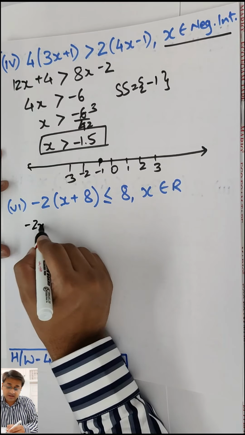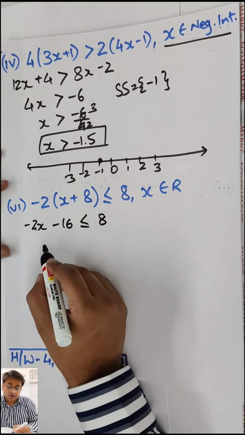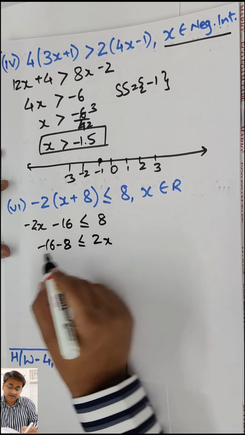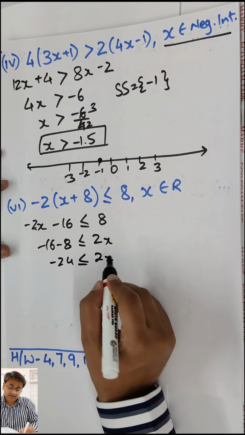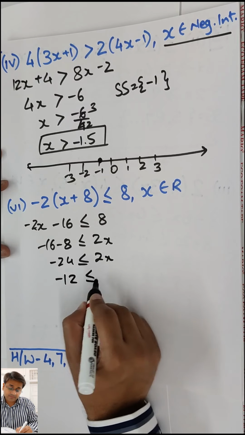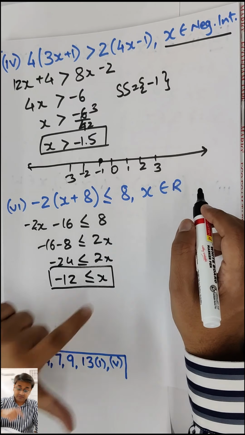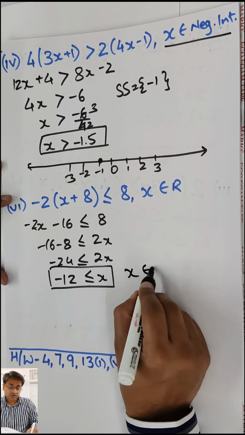So minus 2x minus 16, 8. Taking 2 on the positive side. So minus 16 minus 8 less than 2x. So minus 24 less than 2x. So minus 12 less than equal to x. So now x is bigger than or equal to minus 12 and x belongs to real.